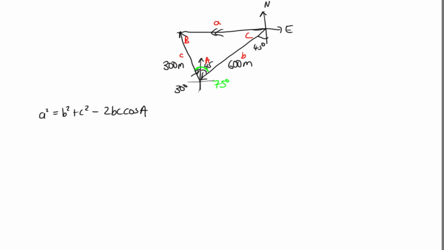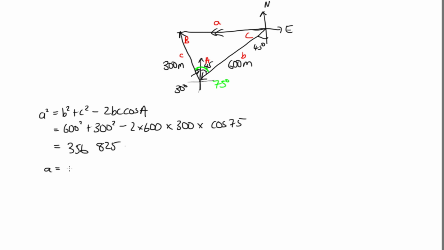We know angle A, we know side B and side C, so we can work out what is the length of side A. So we've got 600 squared plus 300 squared minus 2 times 600 times 300 times cos 75. Solving this on the calculator, we get 356,825. So taking the square root, we end up with A is equal to 597 meters.